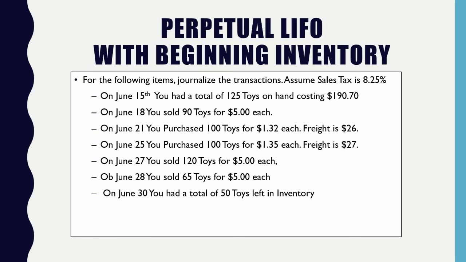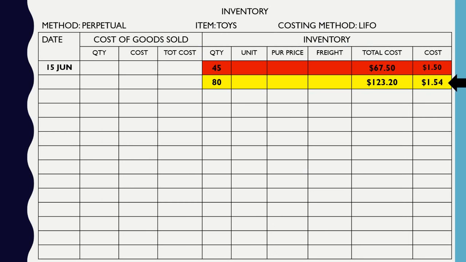Okay, so our first scenario here is going to be on June 18. We sold 90 items, or 90 toys, for $5 each. So in this case, we are only taking 90, so we can take our full batch of 80, okay? And we're going to take 10 out of our remaining red batch. So in this case, we calculate that for the batch of 80 items, we're taking all of it. So we're going to get rid of $123.20.